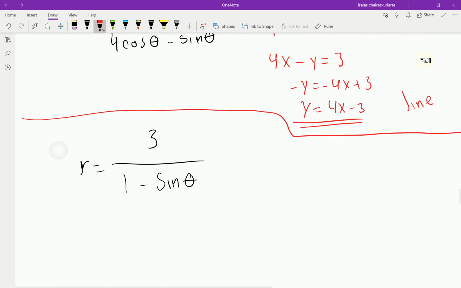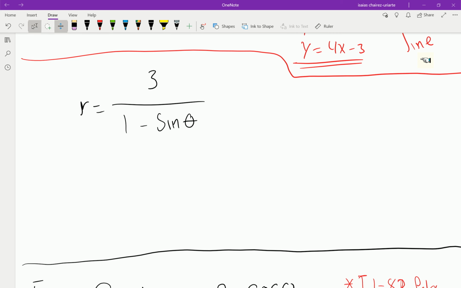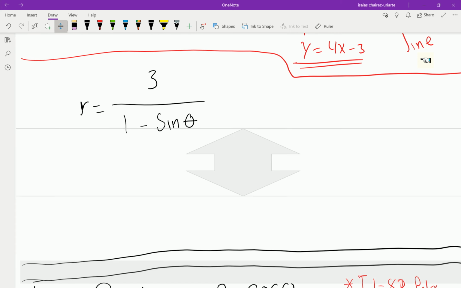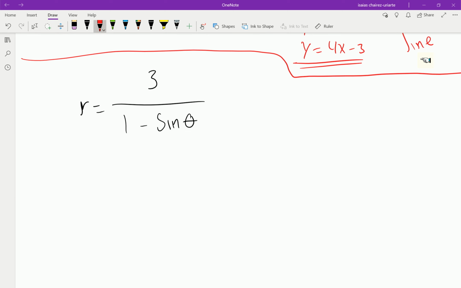The last one is maybe a little bit more cumbersome. Again, try to pause the video and give yourself the chance to try it. Just pause the video, see if you can solve it on your own.